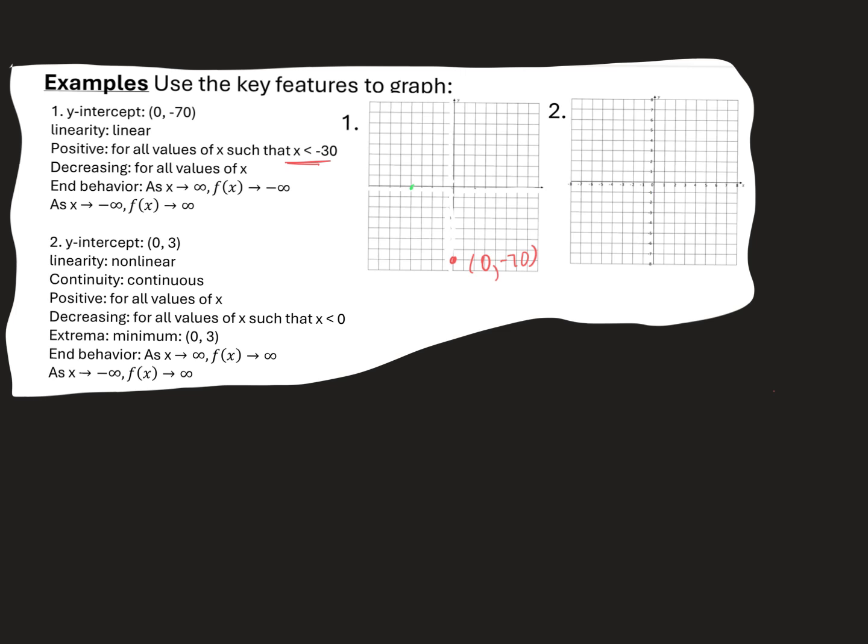And then that end behavior definitely helps me decide. It says as x approaches positive infinity, y approaches negative infinity. So the end is going to be down here. As x approaches negative infinity, y approaches positive infinity. So the end will be up here. So I'm going to draw a sketch. It's not a beautiful sketch, but I'm going to draw a sketch of the line that fits that description.